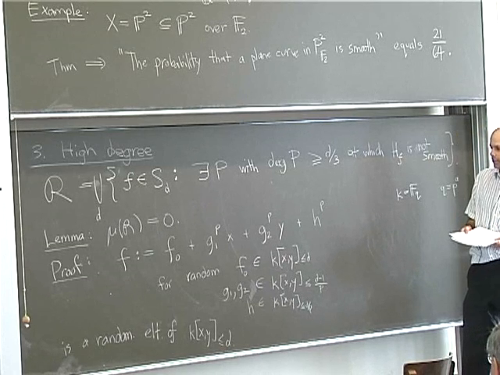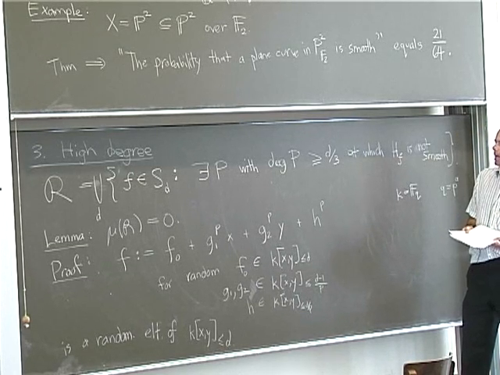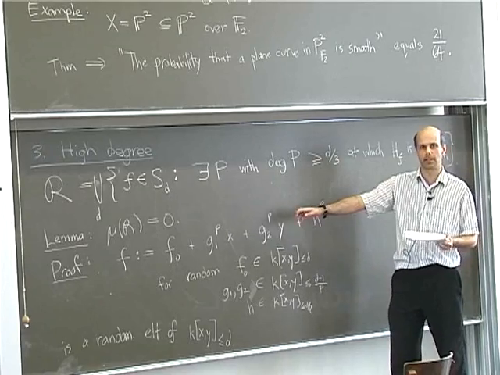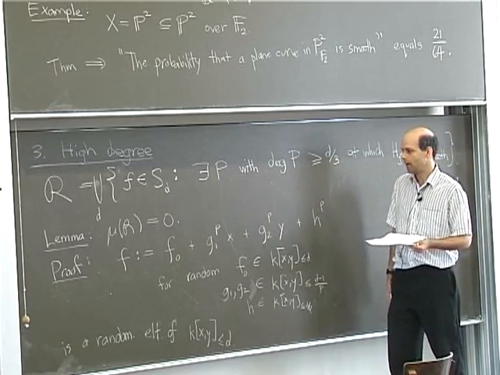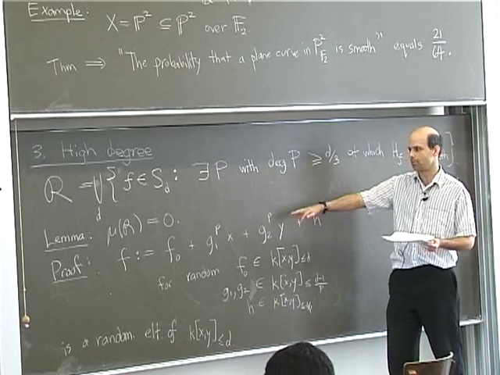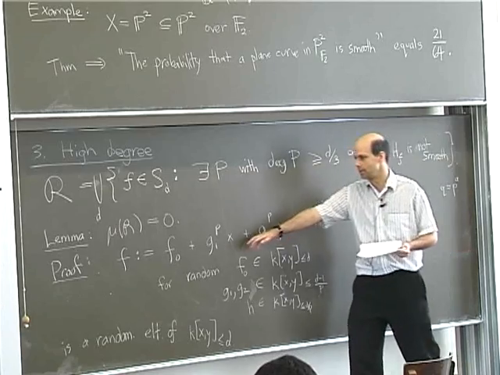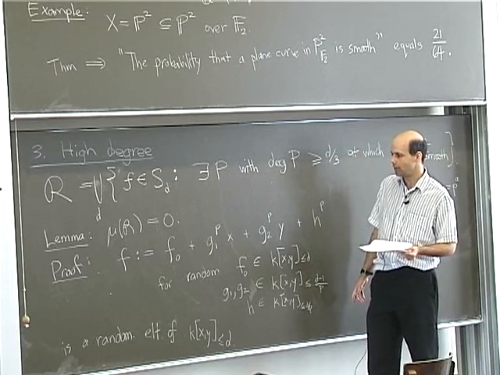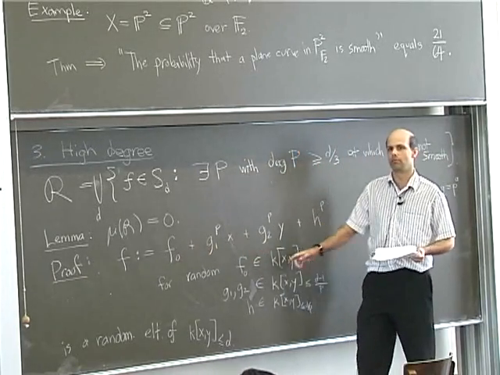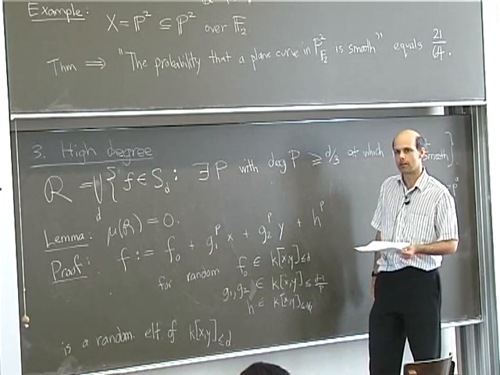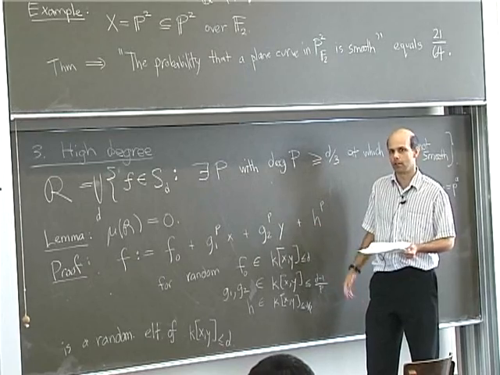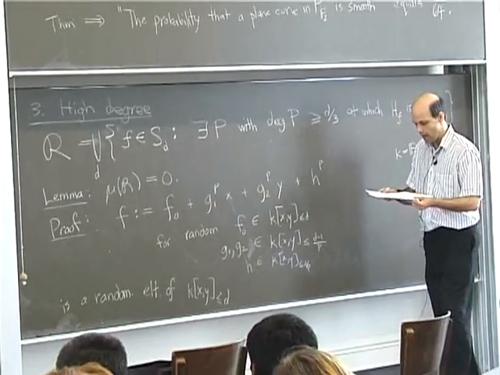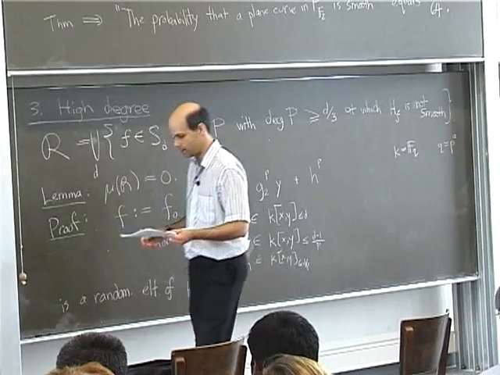Now, why did I choose these things in this order? So the point is, this condition about having a singularity is some condition in terms of the partial derivatives of F with respect to X and Y and the value of F. And by writing F in this way, I can partially decouple these partial derivatives from each other. For example, if I want to know the derivative with respect to X, I only need to know F0 and G1, because everything else has X occurring to a pth power. And similarly, if I want to know the partial with respect to Y, then I only need to know F0 and G2. So I'm going to choose them in this order, F0, G1, G2.